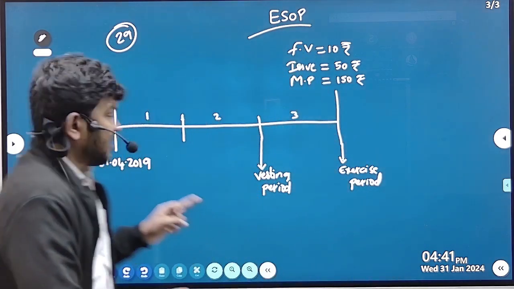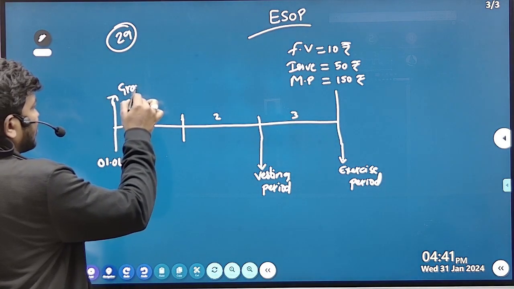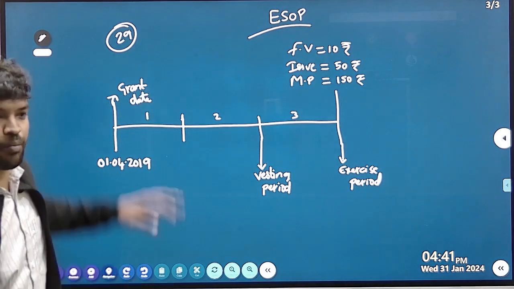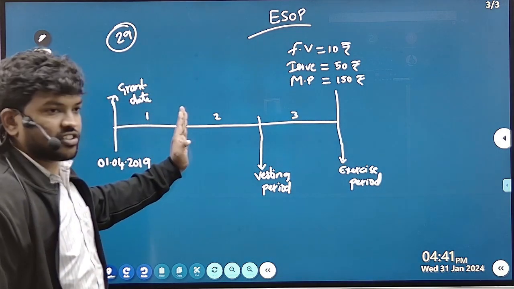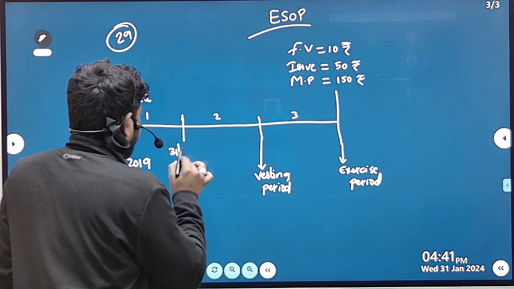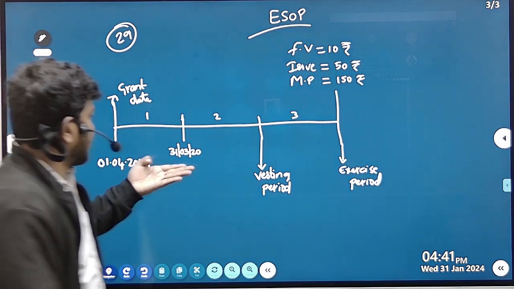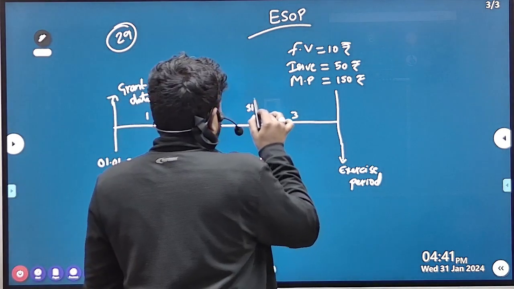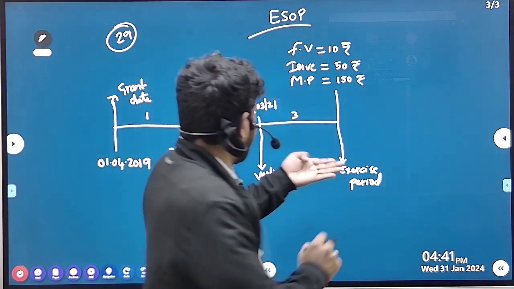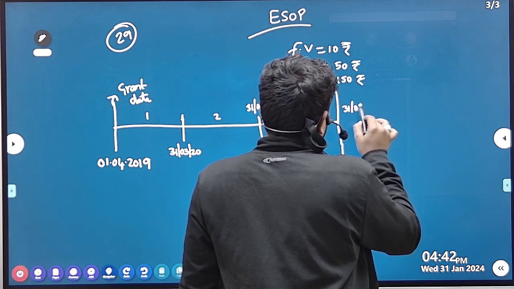Understanding? Sir, what is this date basically? This is called grant period or grant date. ESOP grant date. They have granted ESOP on this date. From here, first, what is the calendar? I mean the financial year till here, 31st March 20. Yes or no? 1 year. Here, 31st March 21. Yes or no? Here, 31st March 22.